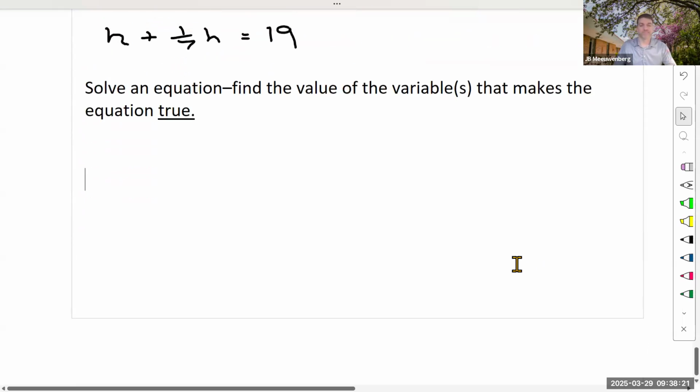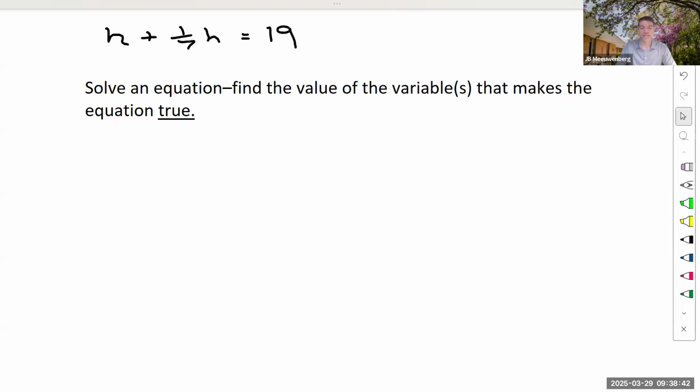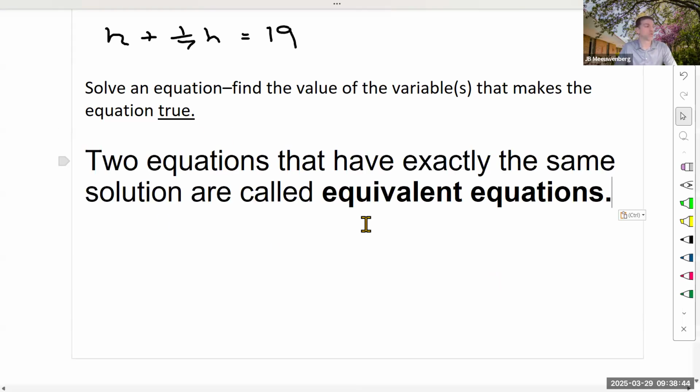The typical way that we solve equations is to whittle it down and simplify the equation as we go, replacing the equation with a simpler version whose solutions are the same. As we do that, what we get are equivalent equations. Two equations that have the exact same solution are called equivalent equations. Here's a very simple example of what I mean.